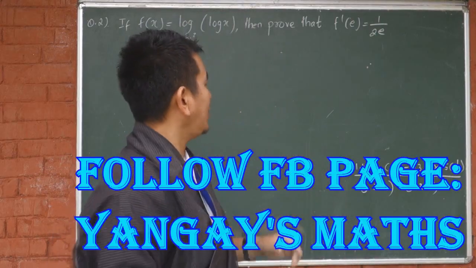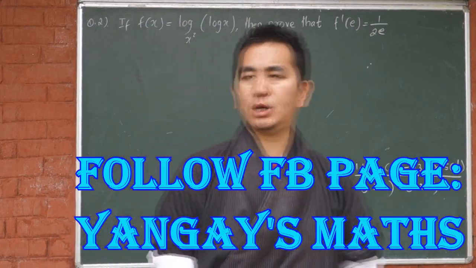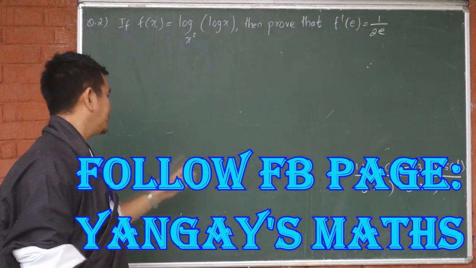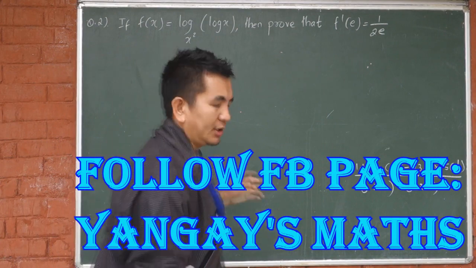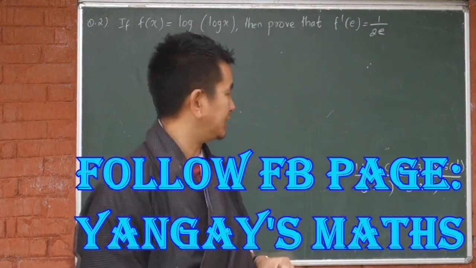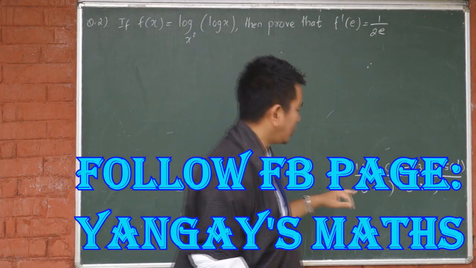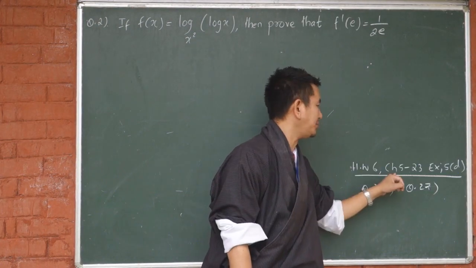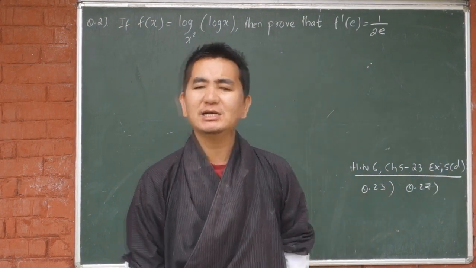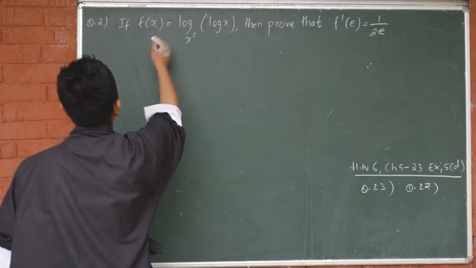So let me go with one final question under logarithmic differentiation. After I complete this question, then in the next video lesson we will start with exponential differentiation. Once I complete this, make sure you go with homework number 6, chapter 5, page number 23, exercise 5D, question number 23 and question number 27. So let me go with this question now.